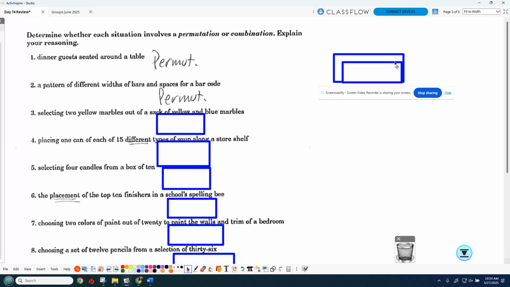Well, are they all the same thing? Well, they're all the same soup, right? 15 different cans of soup lined up. If it's all tomato soup, you're right. I don't care. Does it really matter where it goes? Oh, I guess. Okay, you mix it up.